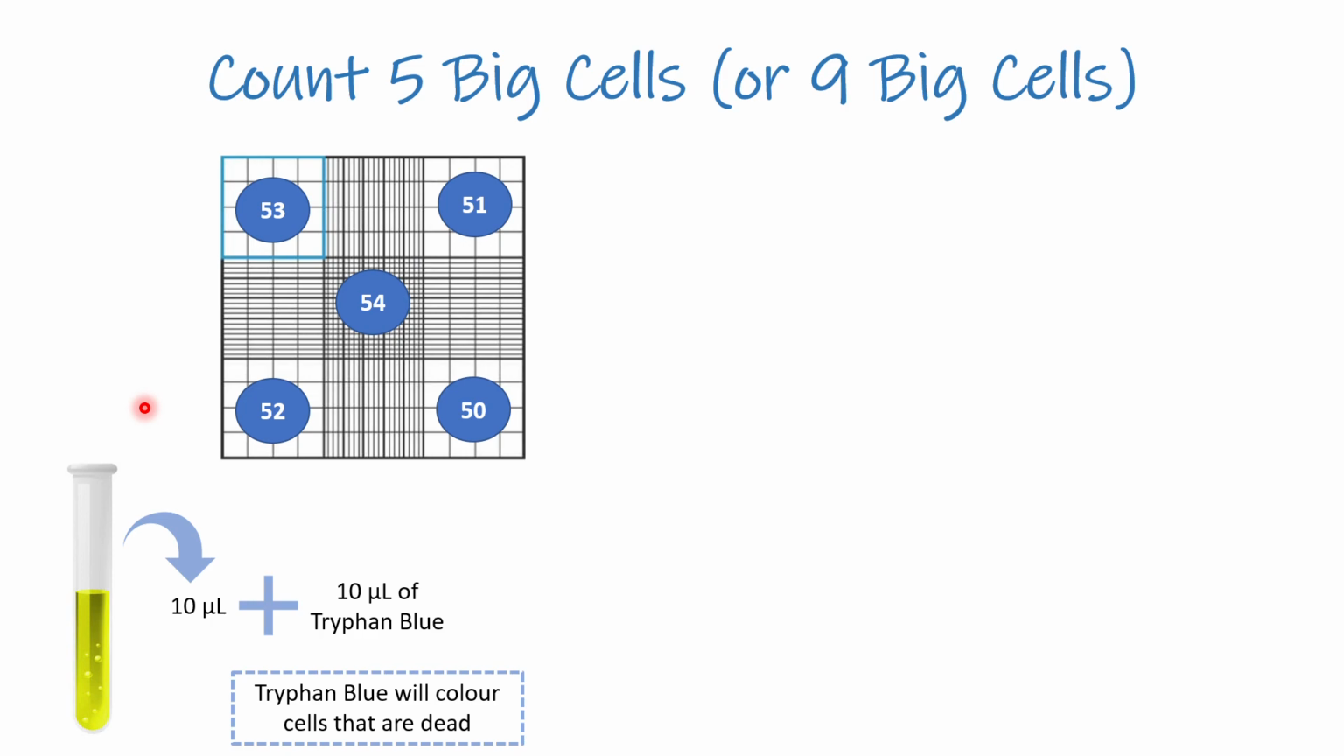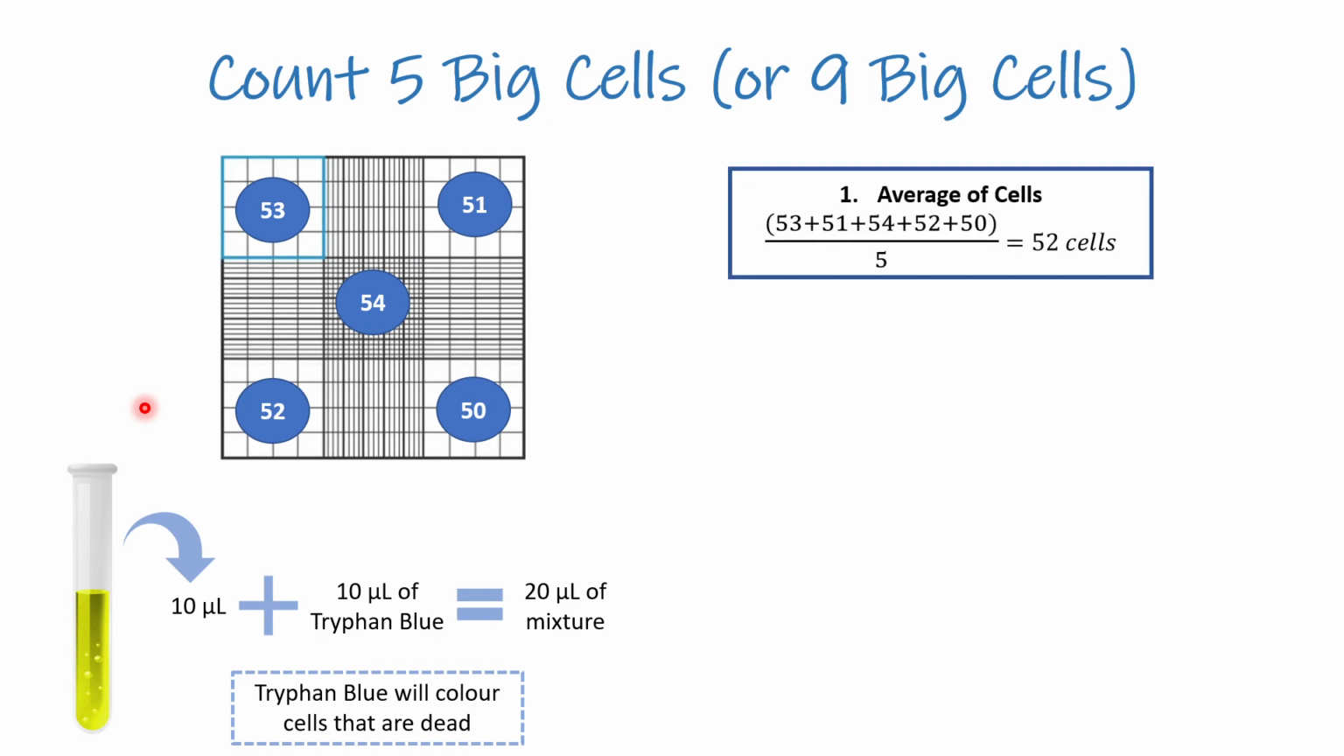Now, the addition of 10 microliters of trypan blue to our 10 microliter sample gives us 20 microliters of mixture, and that information will be important later for the dilution factor. So what do we do first? First, add all of these numbers of cells together and divide the total by 5. Why 5? Because we're counting only 5 big cells. If we count 9 big cells, then the dividing number will be 9. And here we have the average number of cells as 52 cells.